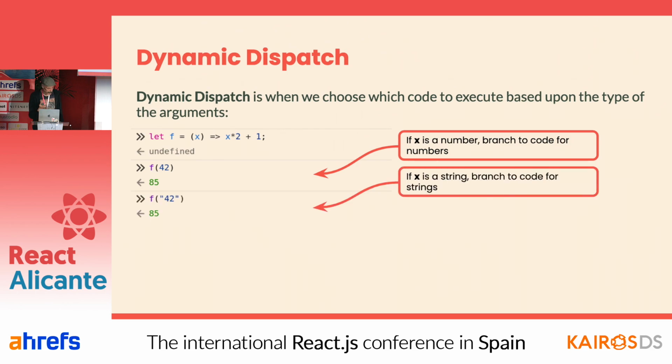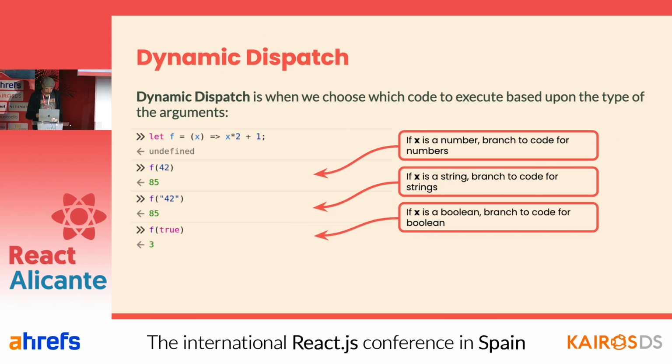But this being JavaScript, we can also perfectly reasonably call it with a string, which means we have to be able to branch the code to handle strings. This still being JavaScript, we can also call it with a Boolean, which means we have to be prepared to branch the code to handle Booleans. And if it sounds like this has the potential to be slow, it does. So what can we do to speed it up?